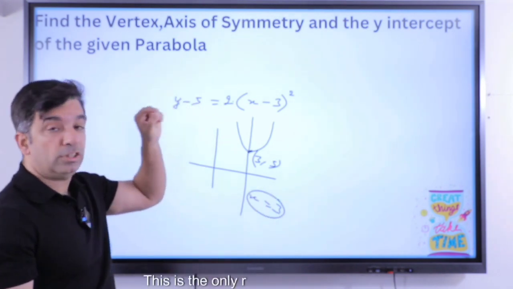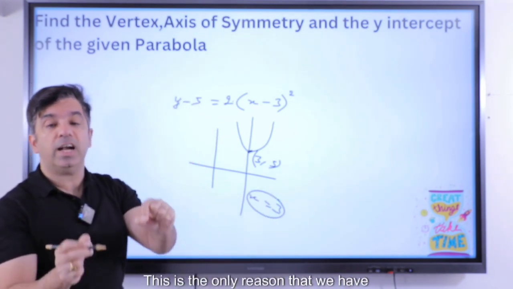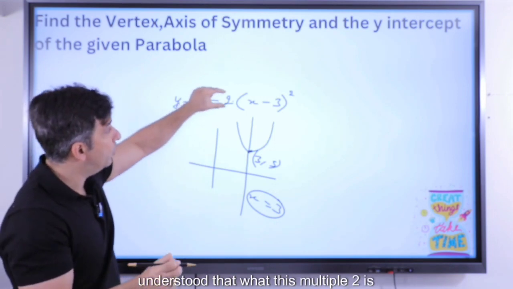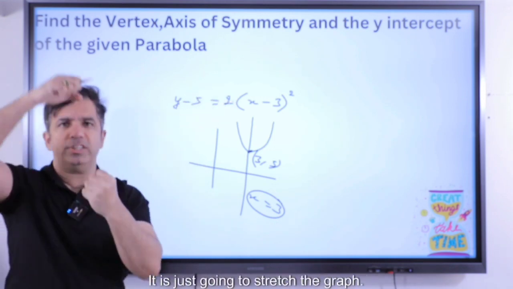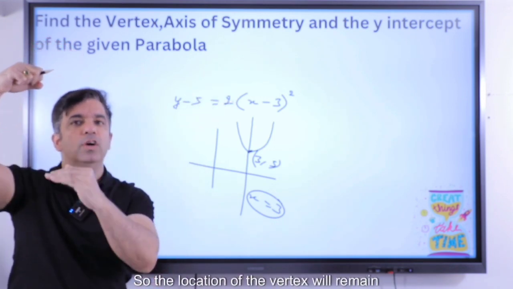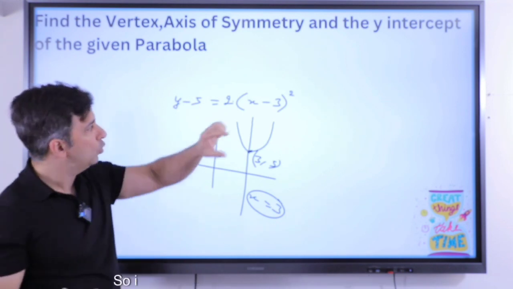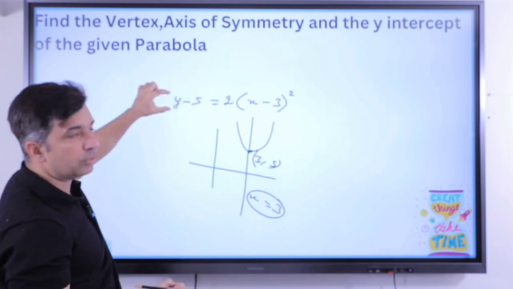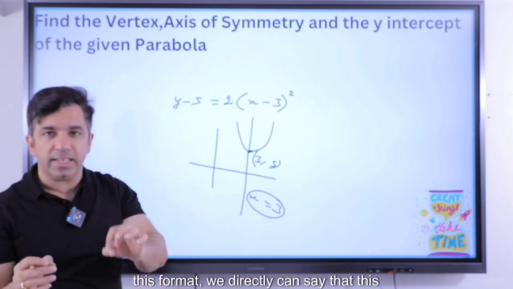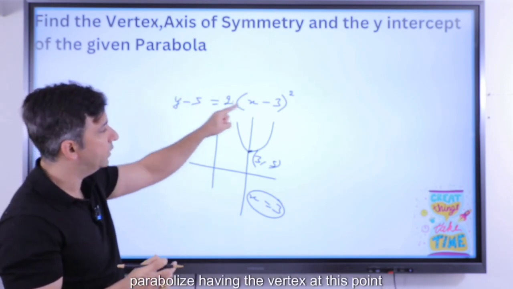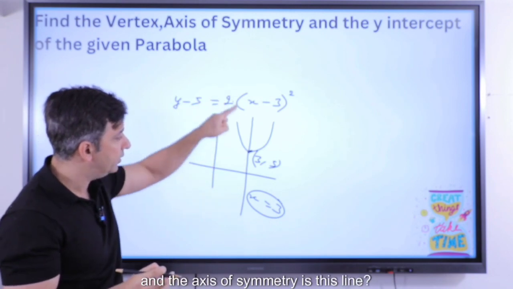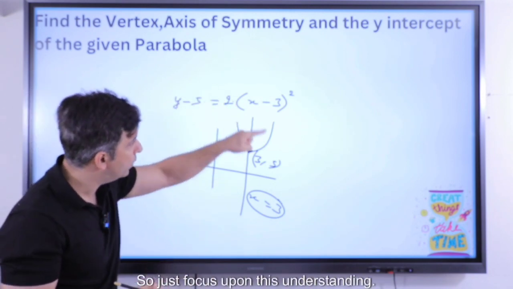This understanding is the only reason that we have understood what this multiple 2 is going to do. It is just going to stretch the graph. So the location of the vertex will remain the same. The axis will remain the same. So if someone gives me the equation in this format, we directly can say that this parabola has the vertex at this point and the axis of symmetry is this line. So just focus upon this understanding.